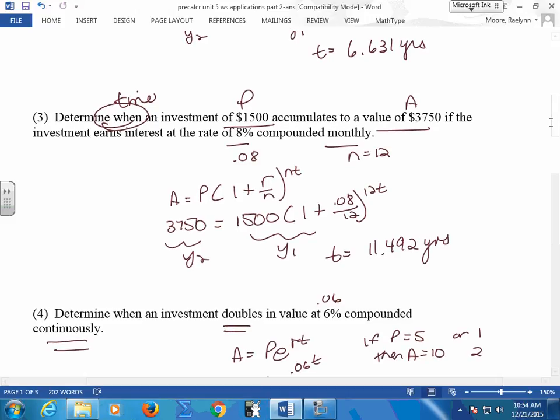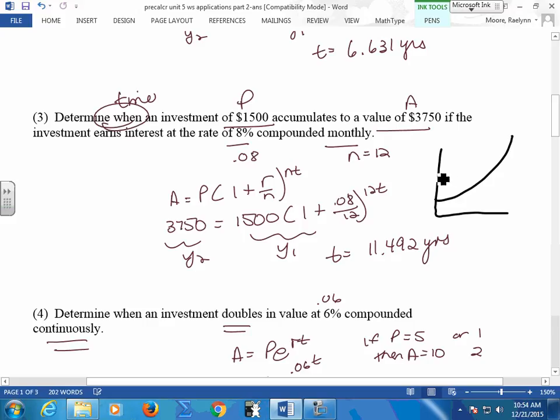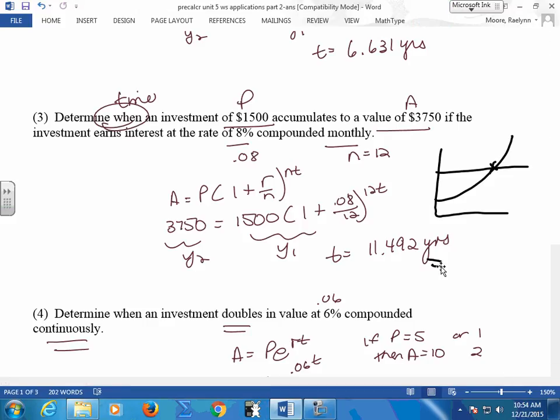Determine the time. You have your principal, you want it to accumulate. You have your rate, it's compounded monthly, so that's 12. Again, just give me some kind of a sketch. It's growing, and where are they intersecting? And make sure you label your answers with your applications. Good? You're still good? Okay.